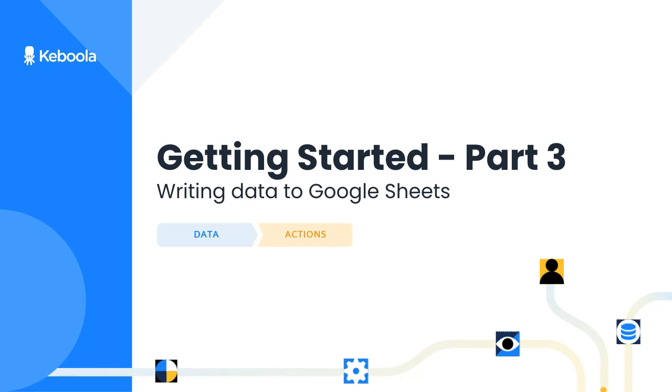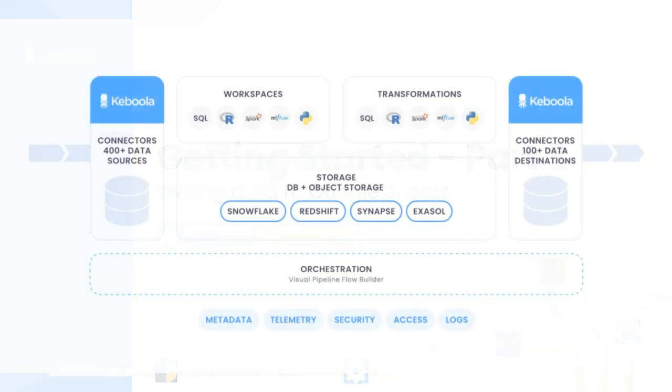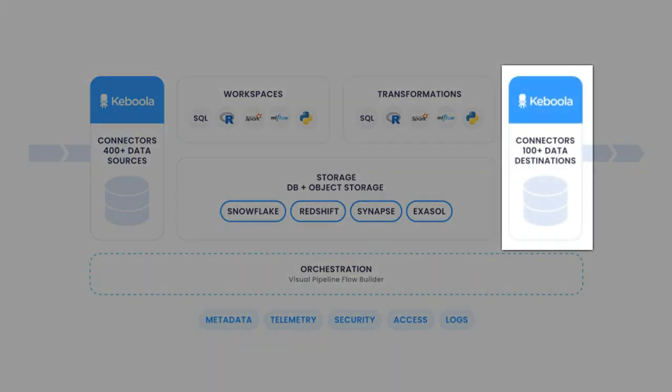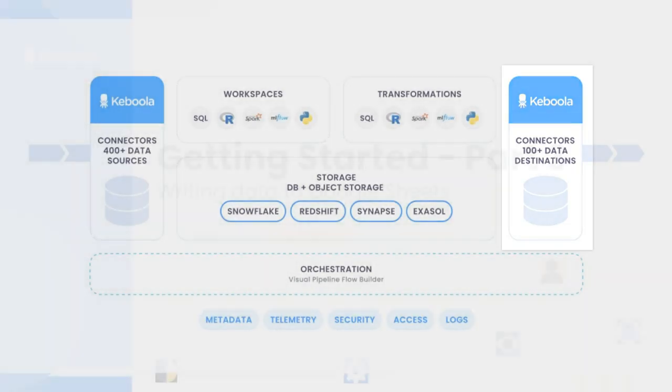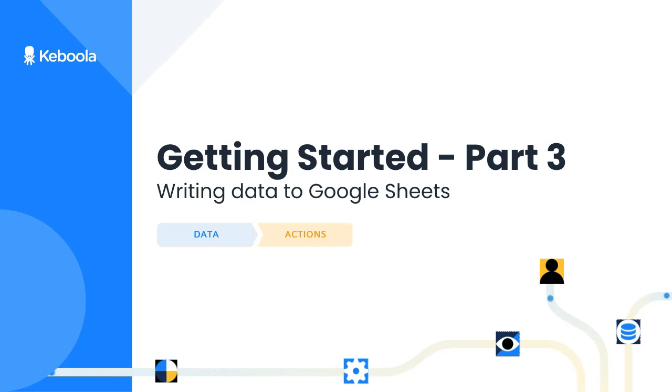In our previous videos, we successfully loaded data into Keboola and transformed it using SQL. Now, our Keboola storage contains a new table named Opportunities Denorm. This tutorial will show you how to write such transformed data back into an external destination, such as Google Sheets. Let's have a look at it.